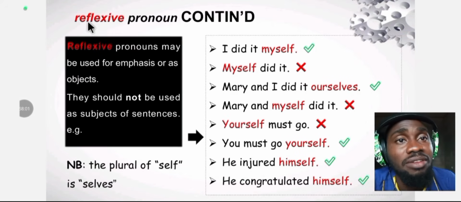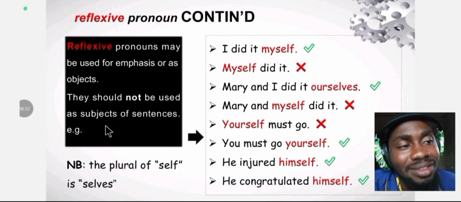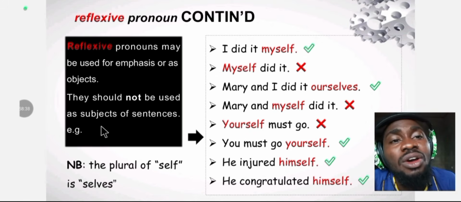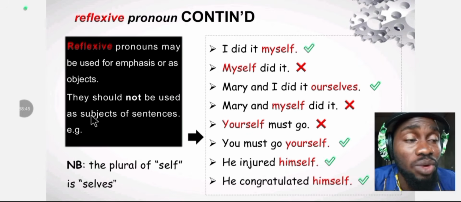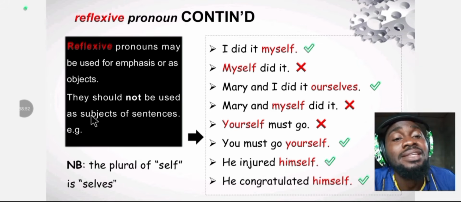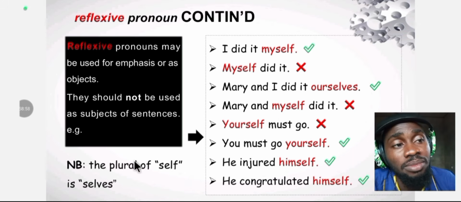Moving on, still under reflexive pronouns. Looking at the table we have on the left-hand side, reflexive pronouns may be used for emphasis or as objects. They should not be used as subjects of sentences. Never use a reflexive pronoun as a subject. It should be on the what? The object position. You can use it to emphasize something, but never use it in the subject position. It only occupies the object position, which is the right-hand side. Never put a reflexive pronoun before the verb. Put it after the verb. That's the right way to do it.